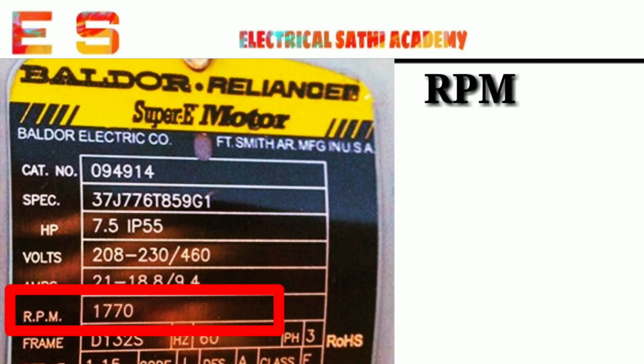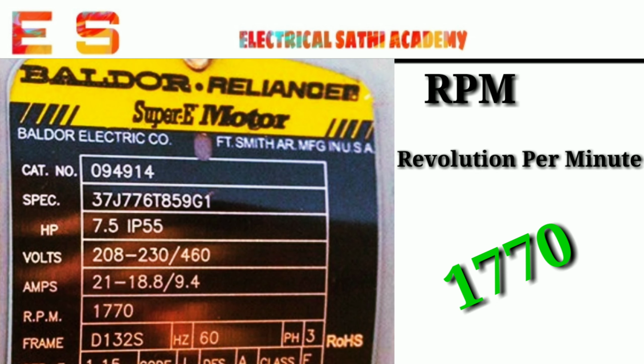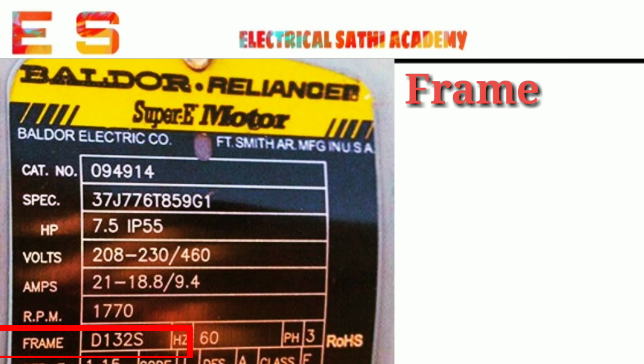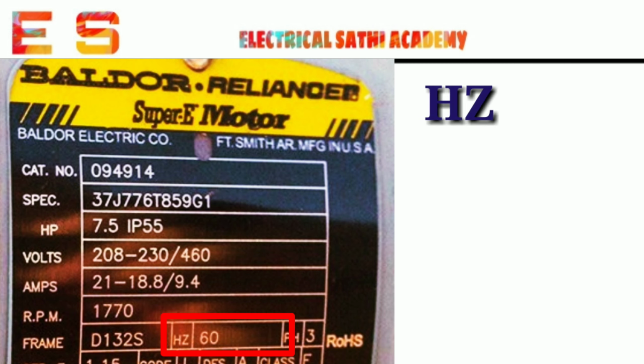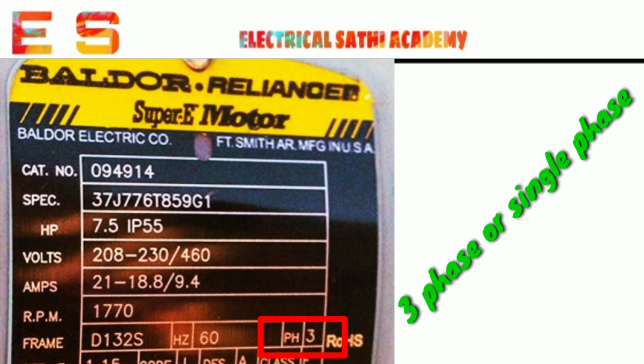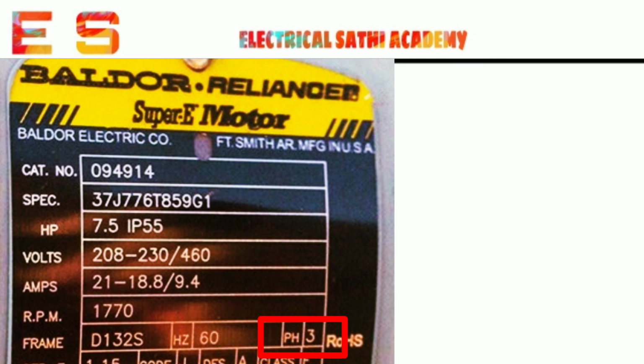RPM. It stands for revolution per minute. Here it says that the revolution per minute is 1770. Frame. It gives the dimensions like size, width, height and as well as strength. Hertz. The motor operates at 60 Hz frequency. It indicates whether the motor is single phase or three phase. Here it says that this motor is three phase.